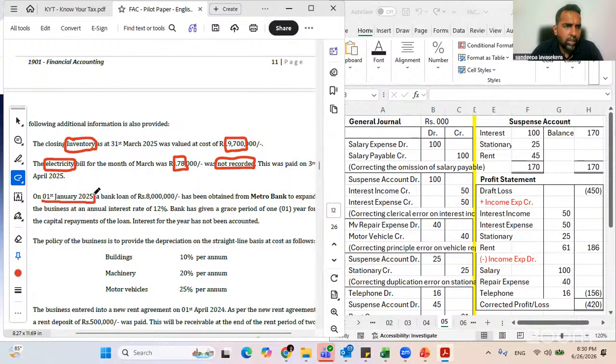On 1st of January 2025, a bank loan of rupees 8,000 has been obtained from Metro Bank at an annual interest rate of 12%. The bank has given a grace period. Grace period means you don't have to pay the installment for 1 year for the capital payment. So you don't have to pay the capital payment, but you have to recognize the interest expense. Interest has not been accounted. They have not accounted for interest.